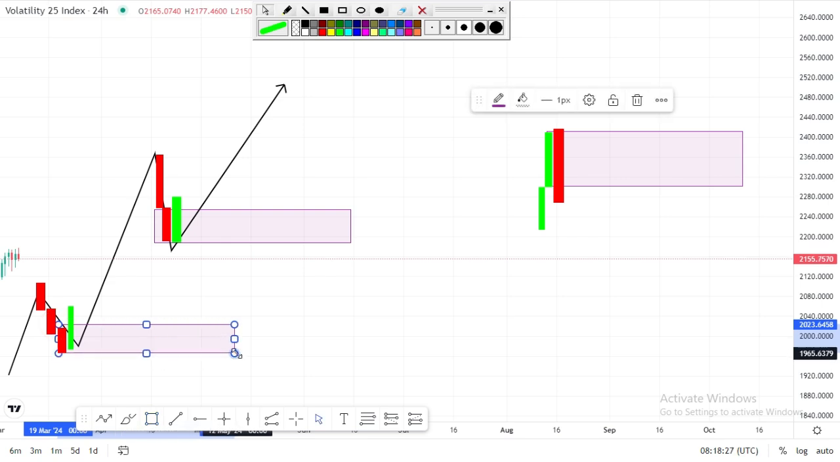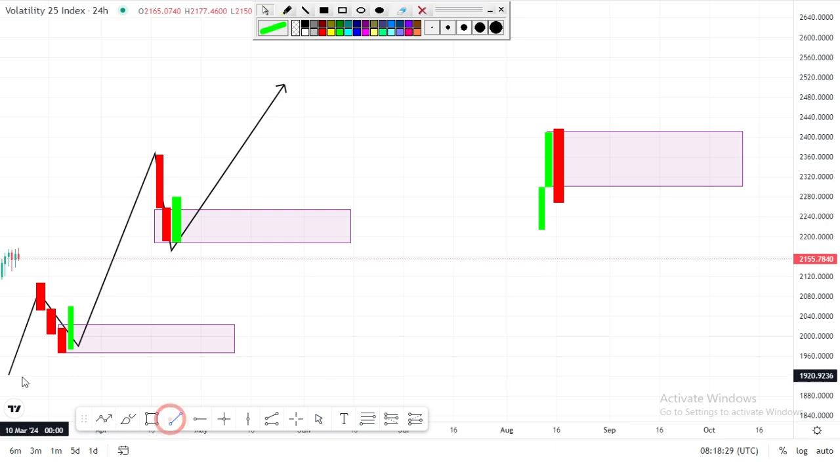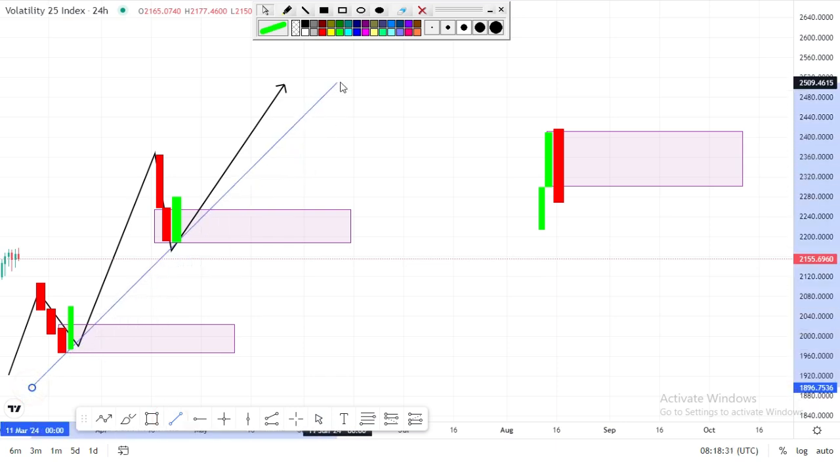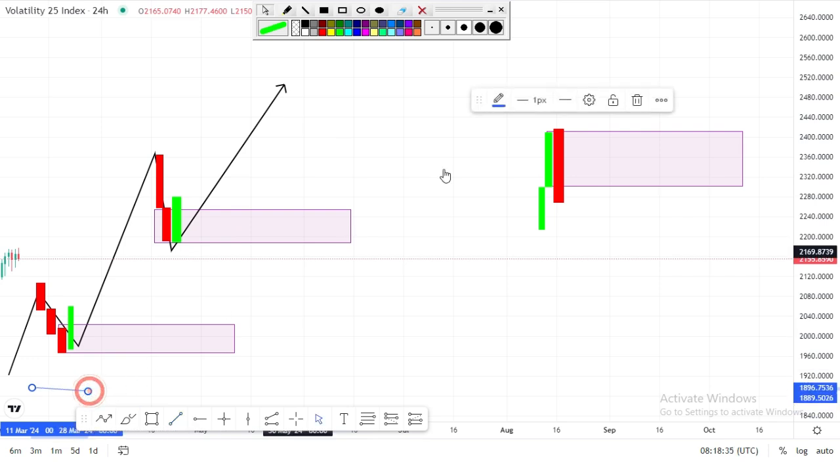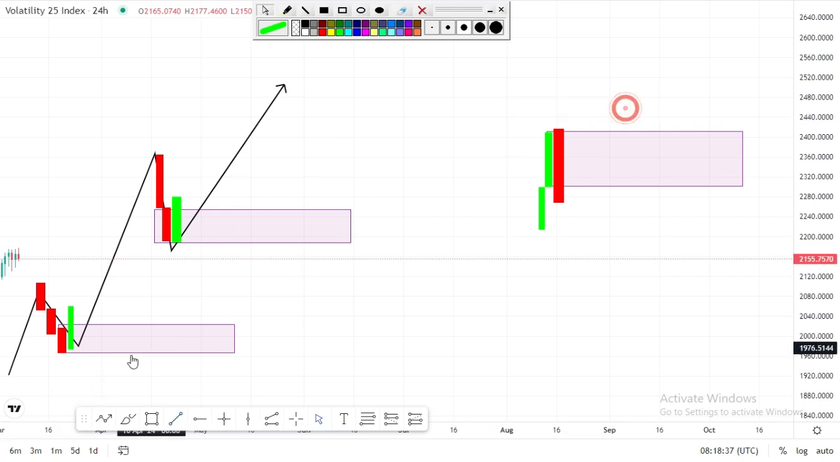Again, in an uptrending market, this is an uptrending market, so in an uptrending market you are looking for a bullish order block, and this is exactly how to mark out your order block. The last opposite candle before this bullish move, the last opposite candle before the bullish move.